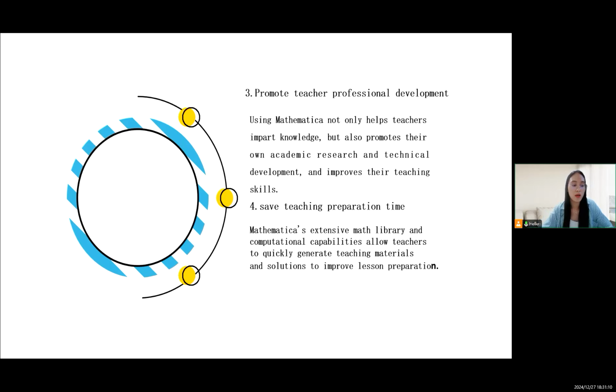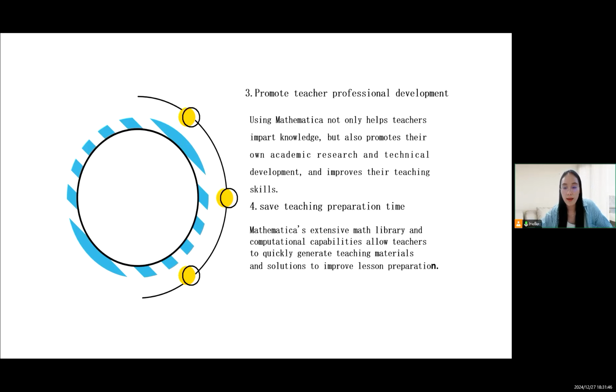For example, a research aid. Teachers can use mathematics for mathematical modeling or to verify mathematical derivations in academic research. And then it can also save teaching preparation time. And this point, I think it is very important for both the teachers and the students. Through mathematics, we can save a lot of time because mathematics can make the task very quick.